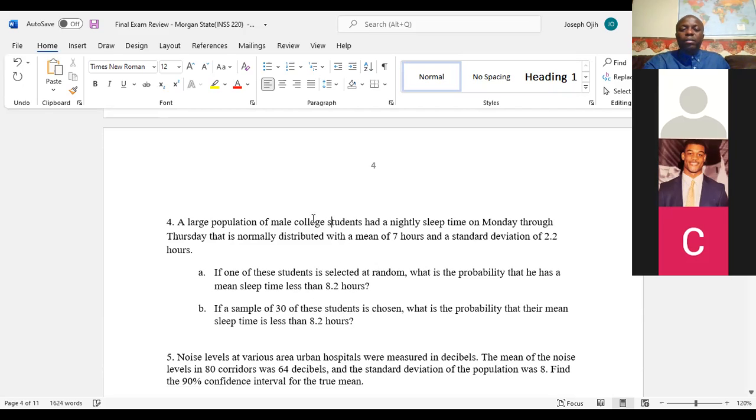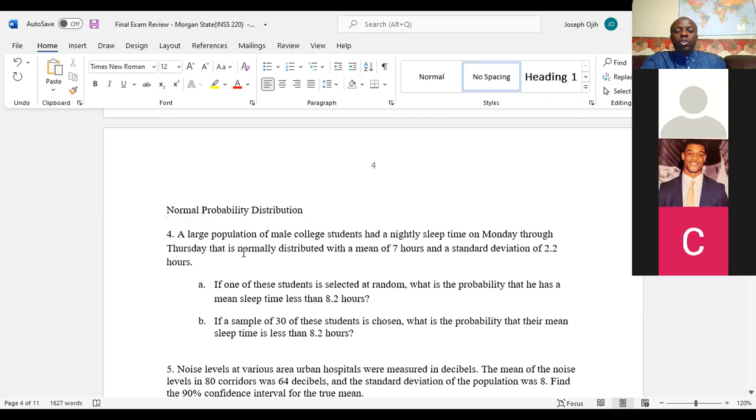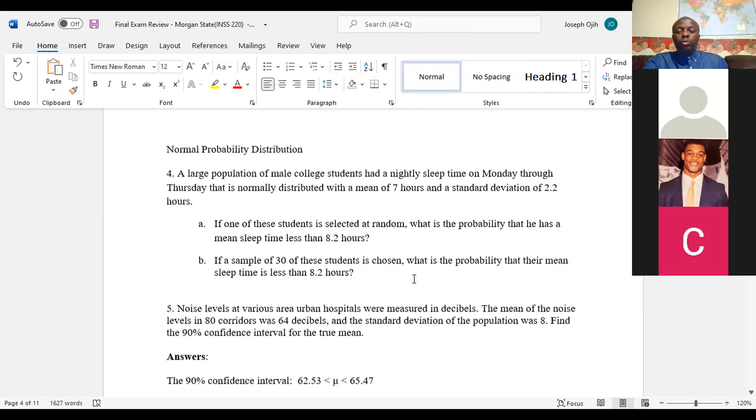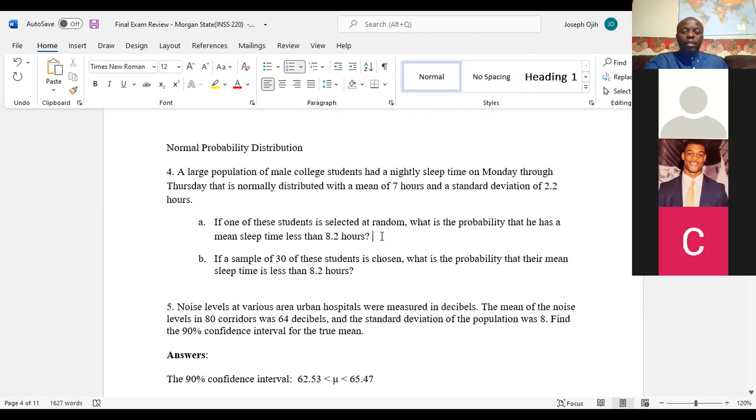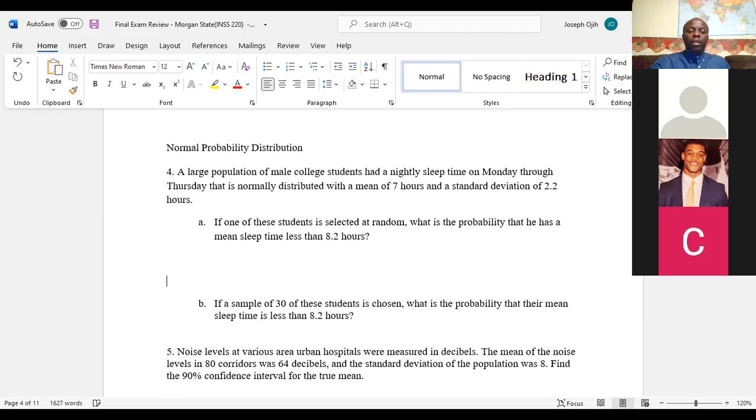This is a classical example of what is called a normal probability distribution, because you can see that it's normally distributed. That's a key there, and they give you the mean and standard deviation. Now it has two sections. This one, part A, uses the regular normal distribution formula. I'm going to take it to where we can get the formula down.